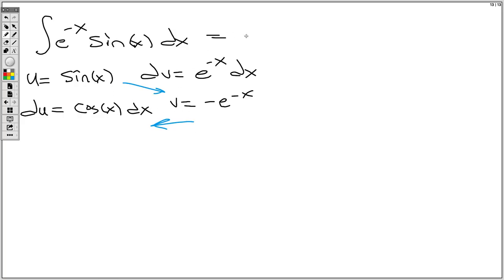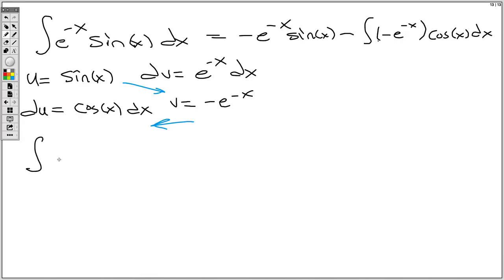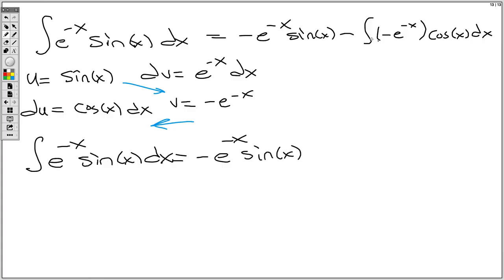So I've got the uv minus the integral of v du. Now, I'll put that in there. Oops, we've got to be very careful with the plus and minus here, folks. So I get negative e to the minus x sine of x, and then I get a plus the integral e to the minus x cosine of x dx.